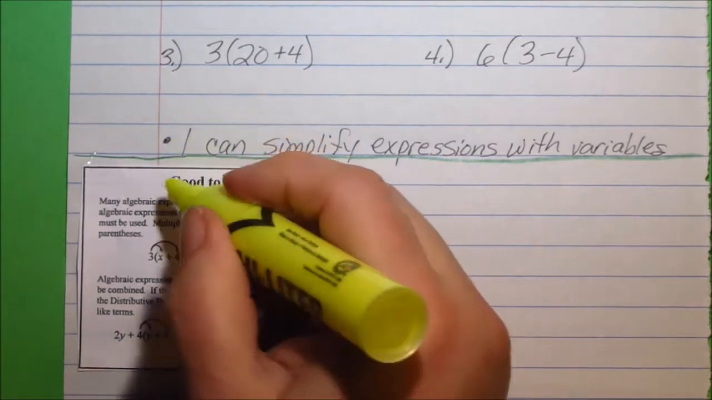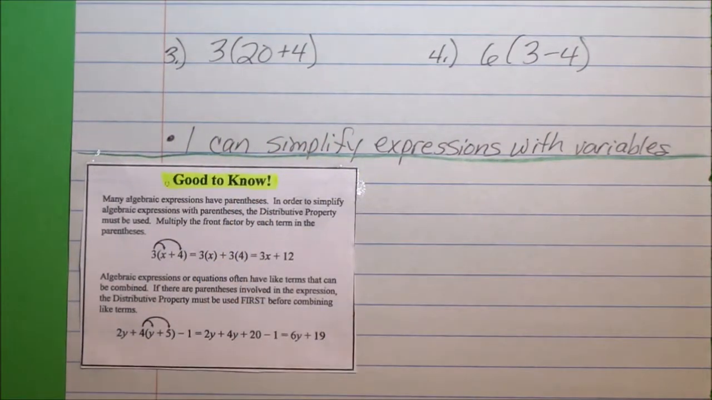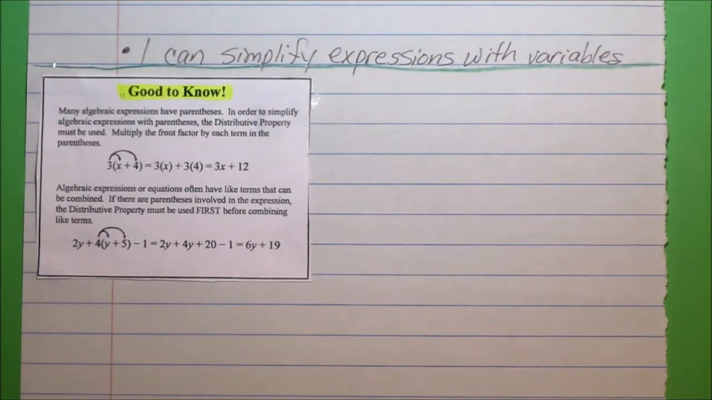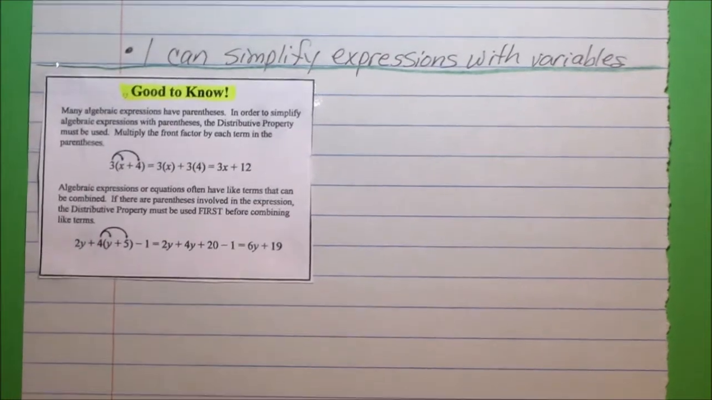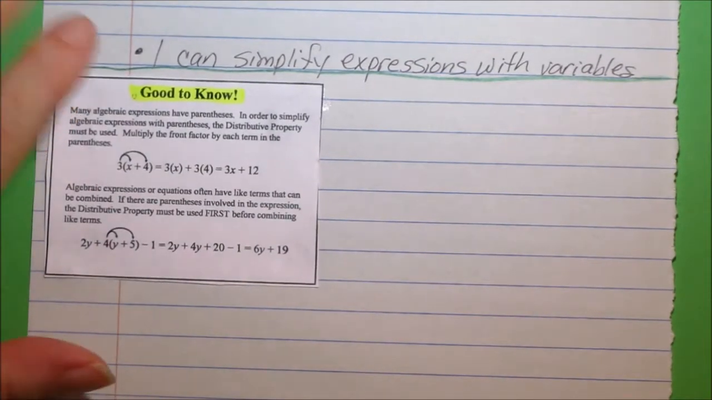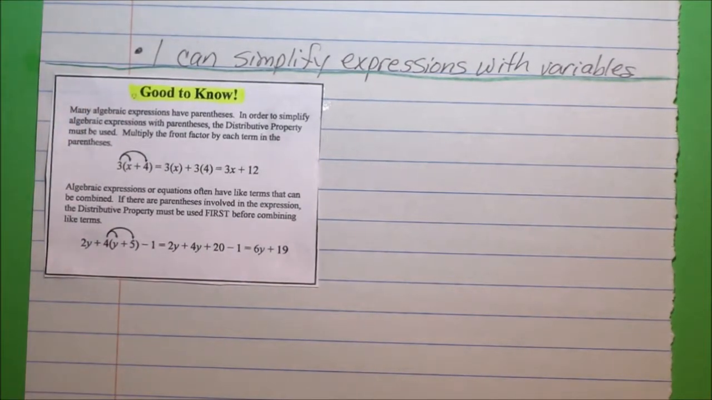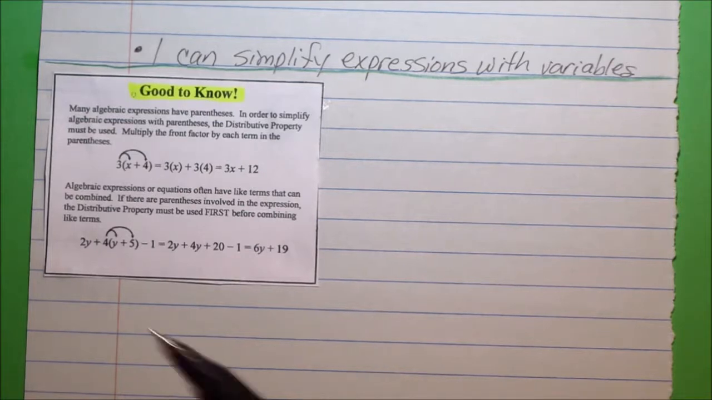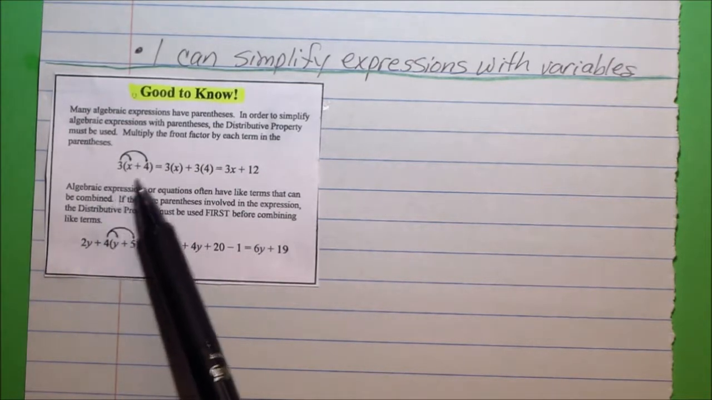Good to know on this one is talking about many algebraic expressions. Many algebraic expressions have parentheses. We know that. We've been working with that. In order to simplify algebraic expressions with parentheses, we use the distributive property. Now, we multiply the front factor by each term in the parentheses. This is what we learned in 2.6, this part here.